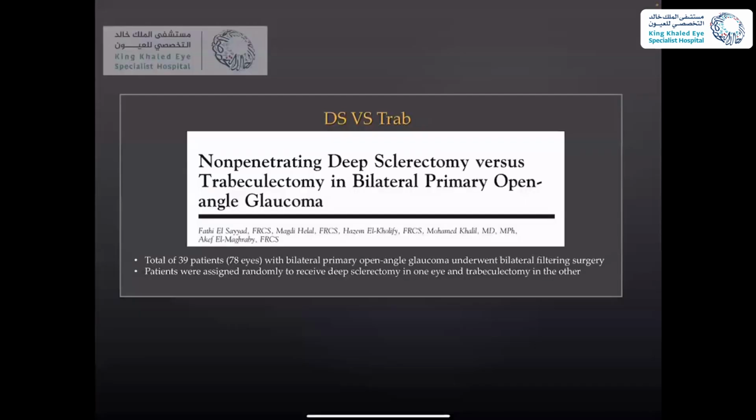As I mentioned before, there is an area of argument with advanced glaucoma patients about whether DS will give a lower IOP or not, as happened with the TRAP. So some tend to do trabeculectomy to get more effective IOP lowering than doing a DS. In this study, they compared primary open-angle glaucoma patients with bilateral disease. They did one eye with DS and the other eye with trabeculectomy.